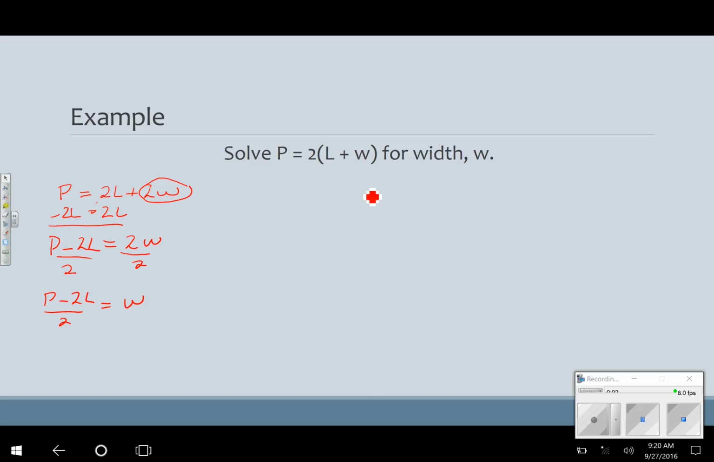If I approach this a different way, my answer might look a little bit different. I can, if I wanted to, divide everything by 2 first, because this is just multiplication. So if I divide everything by 2, I'm going to get P divided by 2 equals L plus W. And now all I need to do is subtract L from both sides. So I get P divided by 2 minus L equals W.